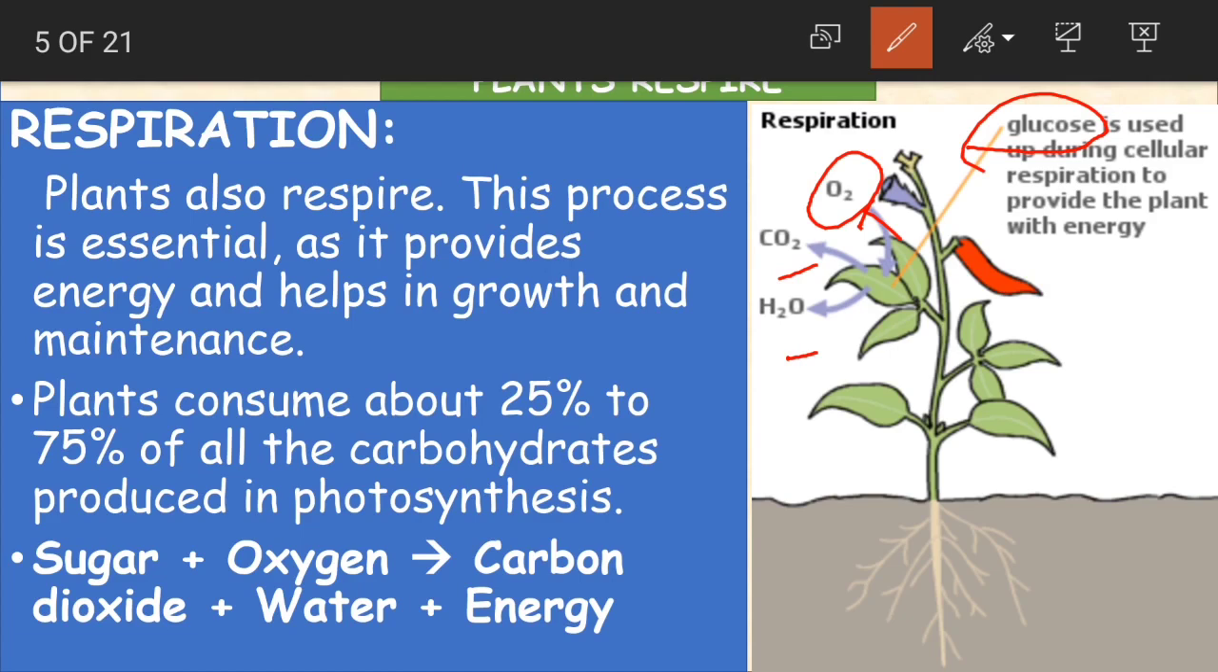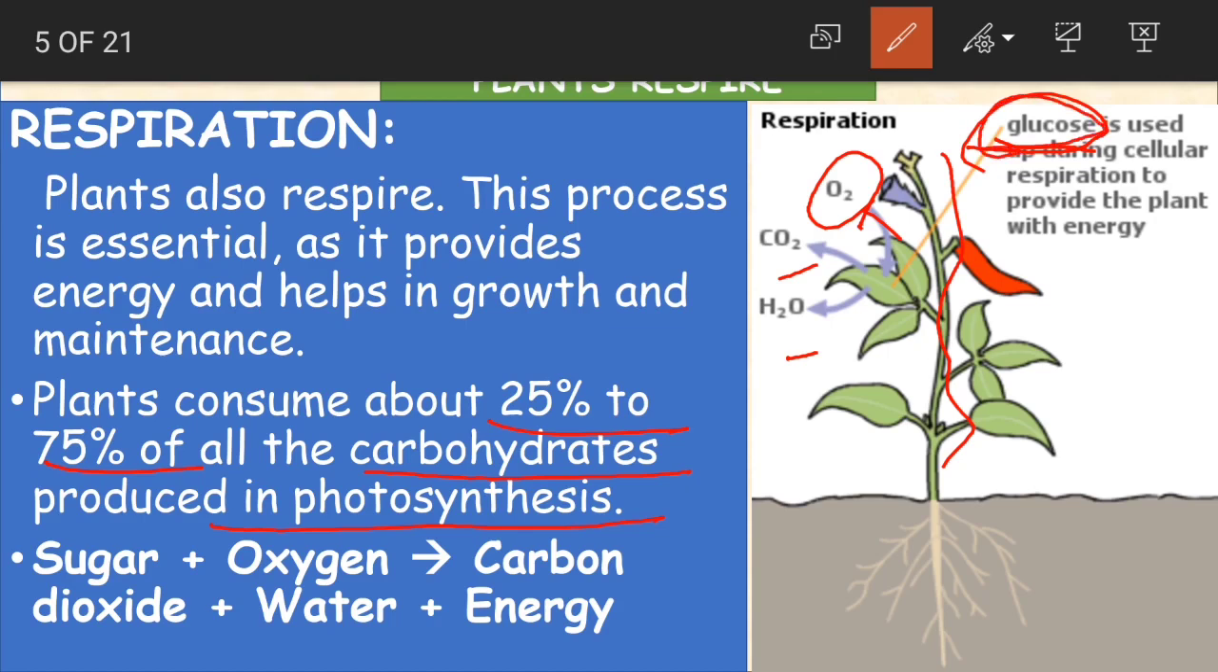See, plants consume about 25% to 75% of all the carbohydrates produced in photosynthesis. When this photosynthesis is happening, glucose is nothing but what? Sugar, no? Sugar or starch type, that glucose is produced, and that is a carbohydrate. Okay, glucose is a carbohydrate, and for the plant to stay alive and get energy, what happens?